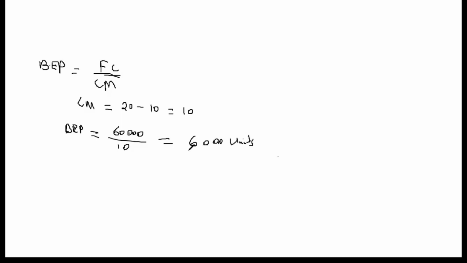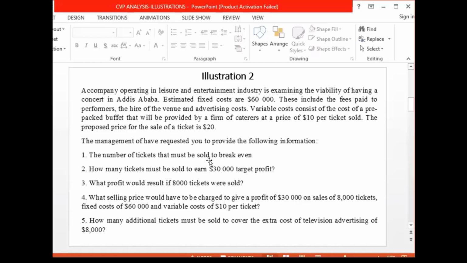So you can also get this in dollars by multiplying by the selling price, so that you get $120,000. But we've been asked to get the break-even point, the number of tickets that must be sold to break even, which is 6,000.